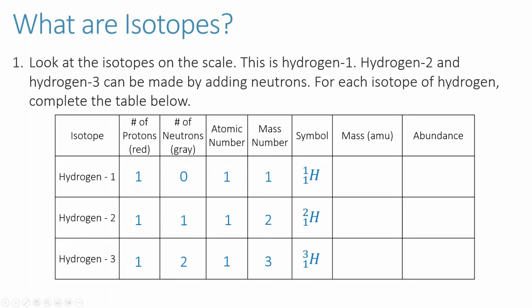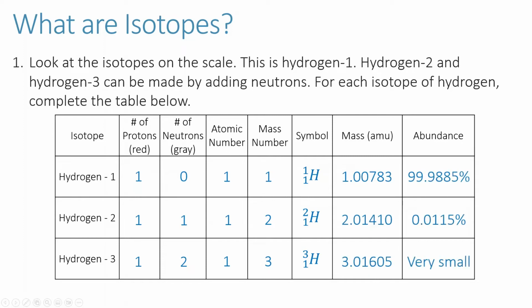So for the symbols here, the number on top, which is your mass number, is going to be different for each of these isotopes. And these are the masses of each isotope. Now it makes sense that the isotope hydrogen 3 is the heaviest because it has the most neutrons. It's got the biggest mass number.